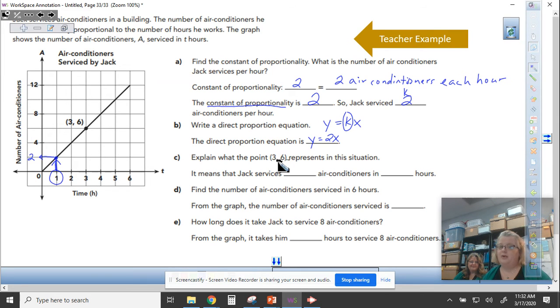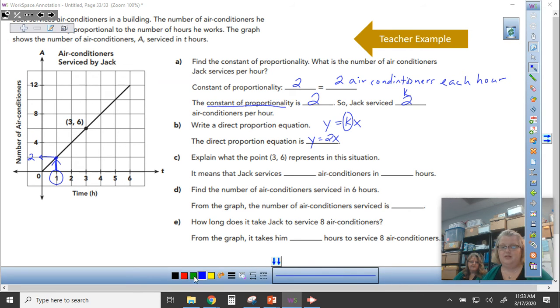It then says explain what the point (3, 6) means. The (3, 6) would be going over to the 3 and up to the 6, this point right here. So 3 represents hours, so it would be 3 hours and 6 air conditioners. So we put the 6 here with the air conditioners.